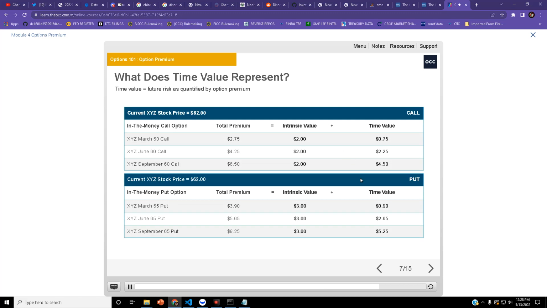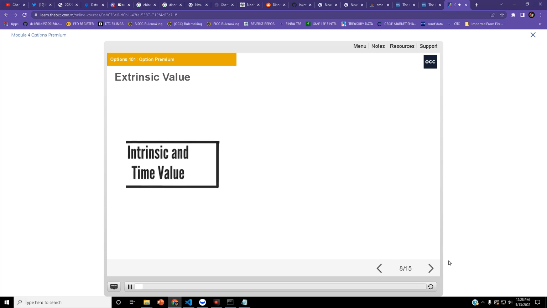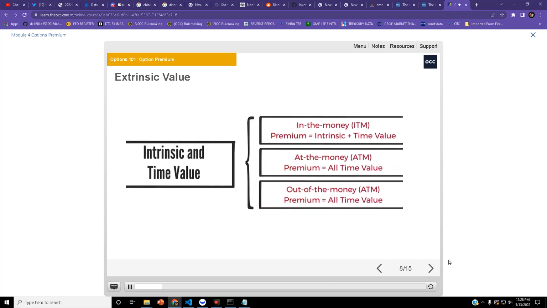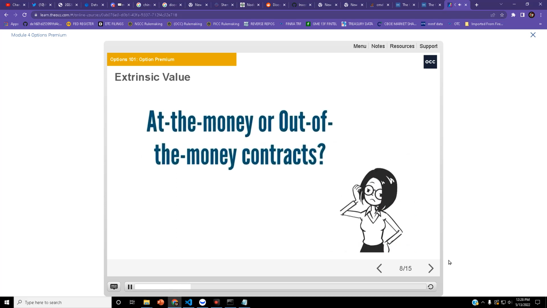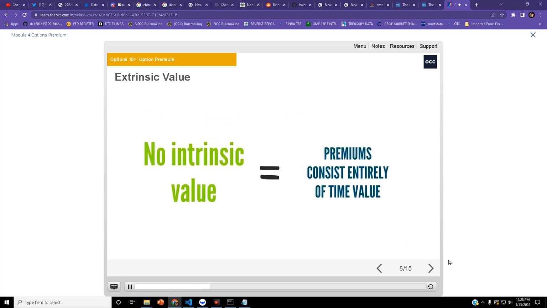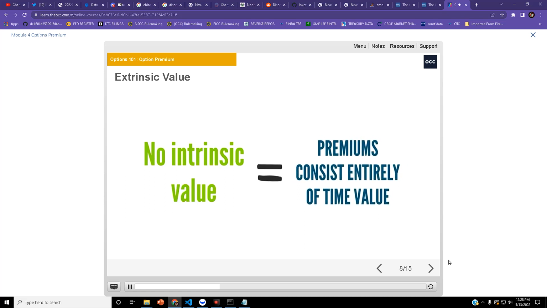All of these options are currently in the money and have a fixed intrinsic value amount. As you can see by these hypothetical trading prices, the amount of time value increases with the amount of time until expiration. As previously discussed, only in-the-money options have intrinsic value. However, the prices at which they trade generally have both intrinsic value and time value components. But what about at-the-money or out-of-the-money option contracts? As they have no in-the-money amounts and therefore no intrinsic value, their premiums consist entirely of time value.